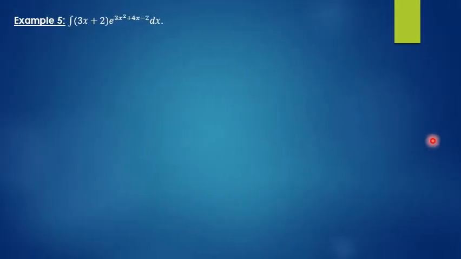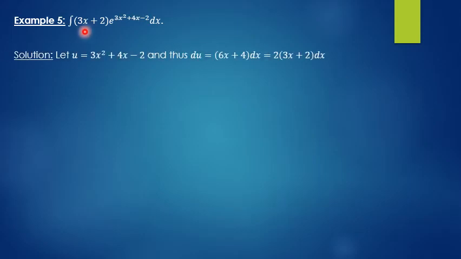Another example. What if we have the quantity 3x plus 2 multiplied to e to the power 3x squared plus 4x minus 2 dx. Again, the candidate here for our u is 3x squared plus 4x minus 2. If that is our u, then our du, the derivative of this: 3x squared will become 6x, 4x will become 4, and negative 2 is 0. So we get 6x plus 4.